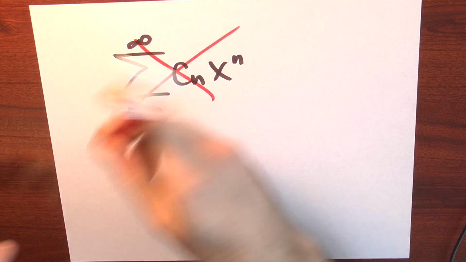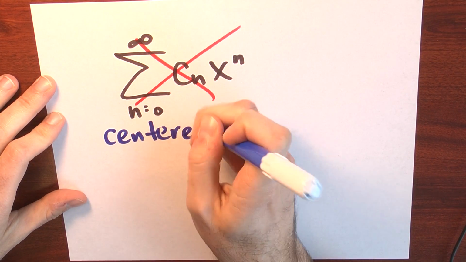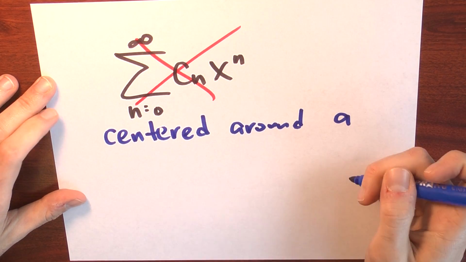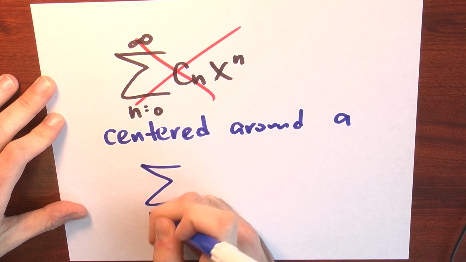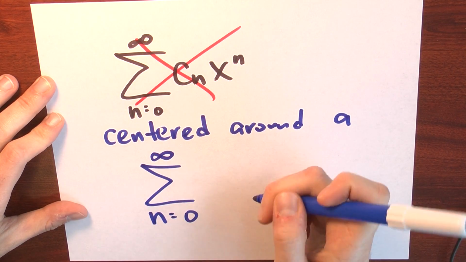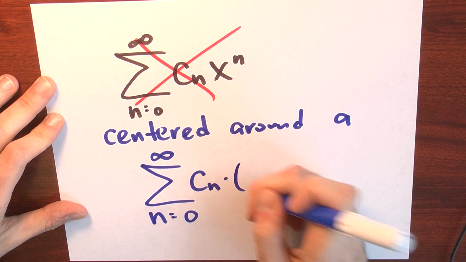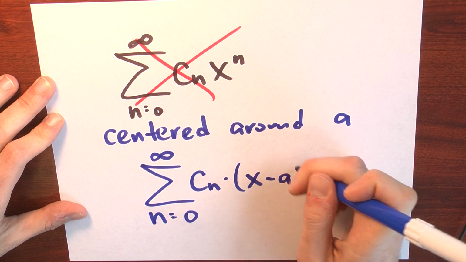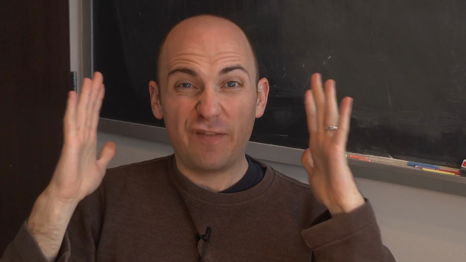So instead of writing this, let's say I want to write down a power series that's centered around some other point, say a. Well, then I'd write my power series like this. The sum n goes from 0 to infinity of c sub n again, but now times not just x to the n, but x minus a to the nth power. In this case, the interval of convergence is centered around a as well.